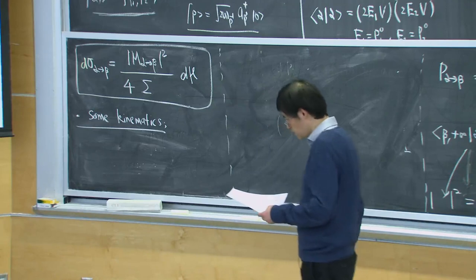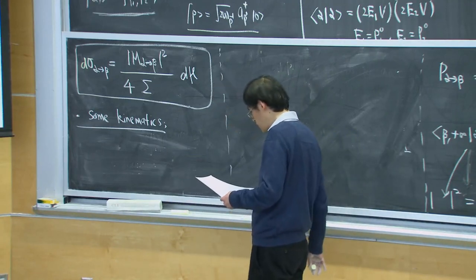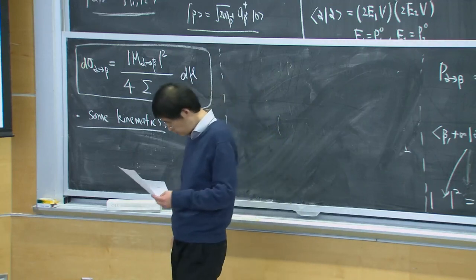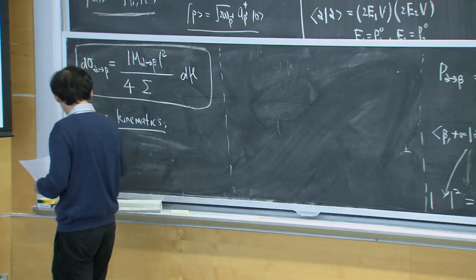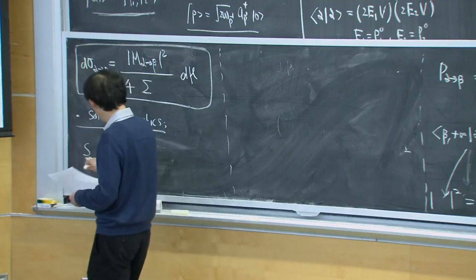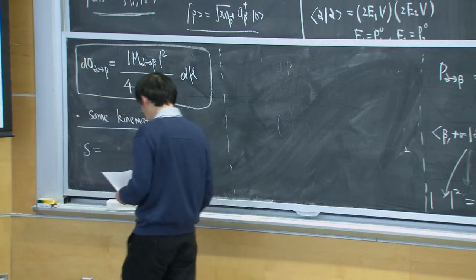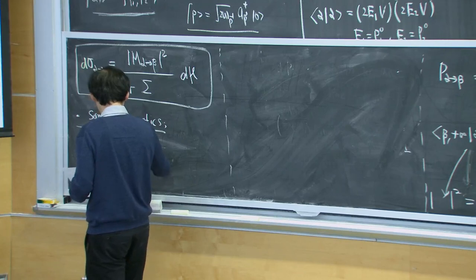So it's convenient. We have two initial particles, and it's convenient to introduce the center of mass energy for the full system. We can define something called S, small s. This is not big S, because big S is reserved for action. So this is small s, (P1 + P2) squared.